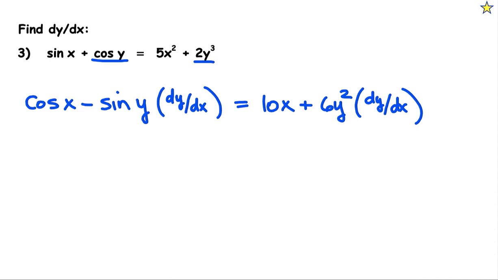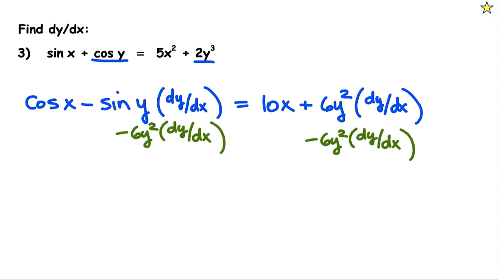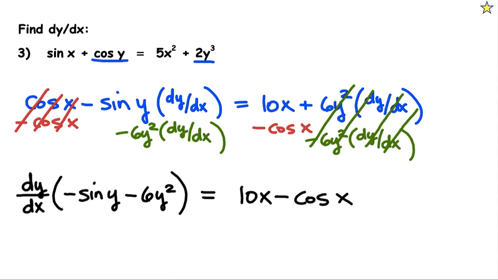I'm going to subtract 6y squared from both sides, with the dy/dx on it, of course. That'll cancel this out. So all the dy/dx's are on the left. And then in red, I'm going to subtract cosine of x from both sides, which of course will knock this out. And now I have this.